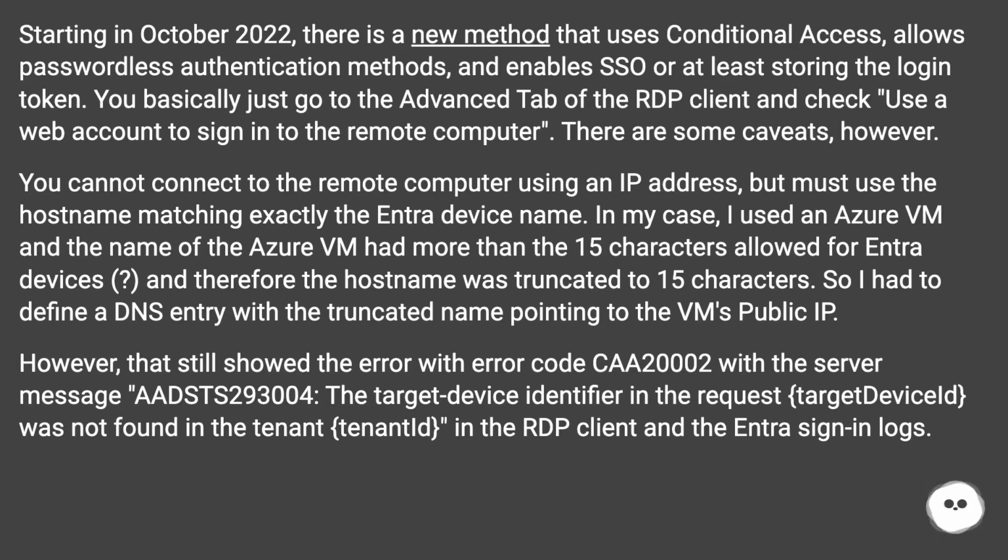However, that still showed an error with error code CAA20002 with the server message ADS293004: the target device identifier in the request, target device ID, was not found in the tenant, in the RDP client and the Entra sign-in logs.